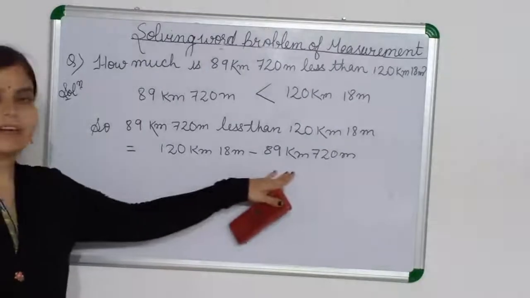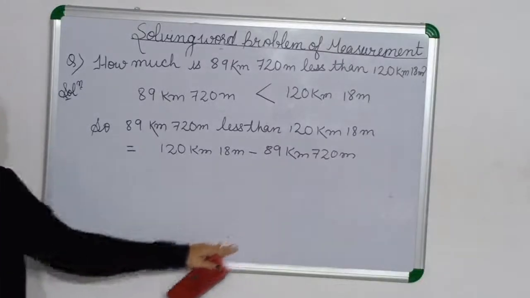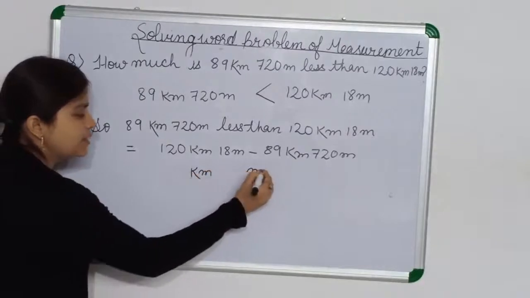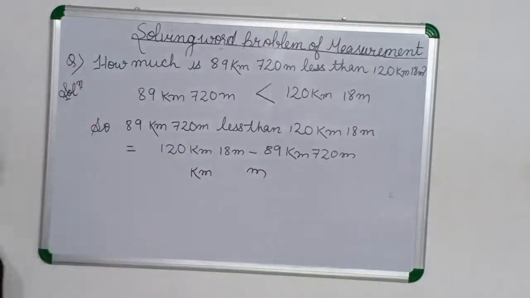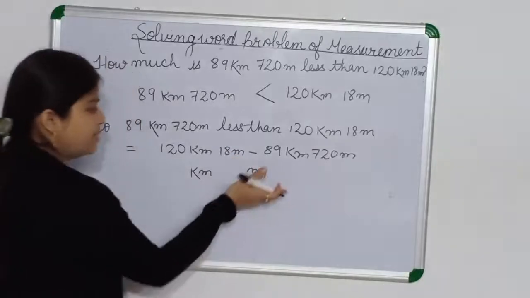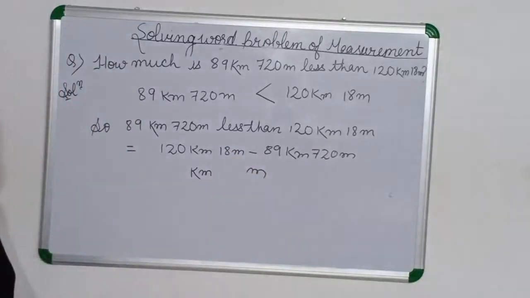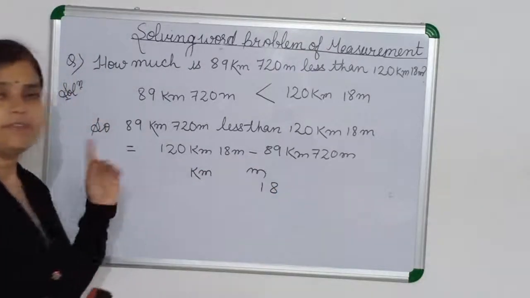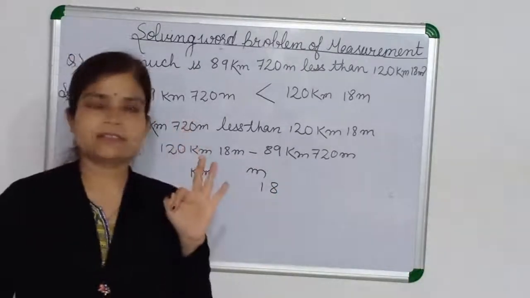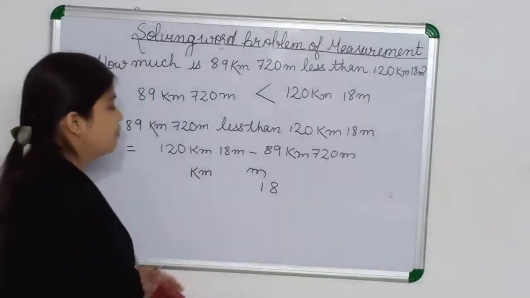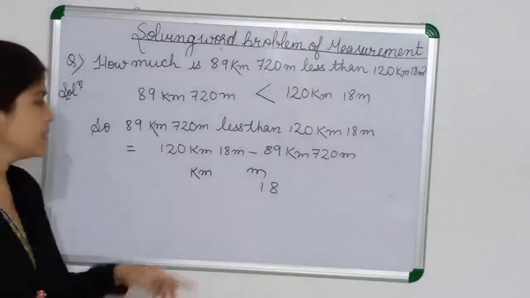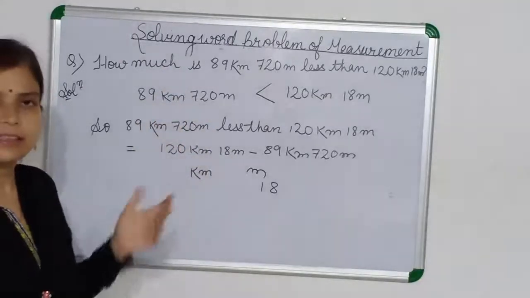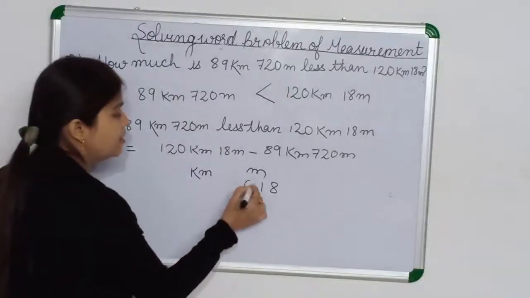Now we have to do the subtraction. First we will write in a column and then subtract easily. For writing the column, we write kilometer first and then meter. First we arrange the meter, starting from the right hand side: 8, then 1. We know that for meter there are 3 places. Here it is only 8 ones and 1 tens, but there is no hundreds. Nothing is there in the hundreds place, so we will write 0 for the hundreds place.